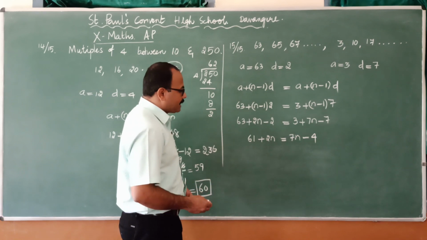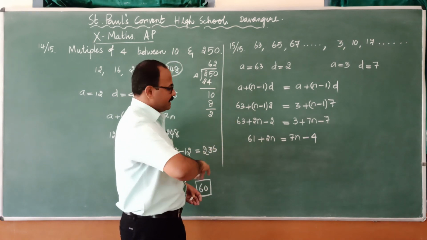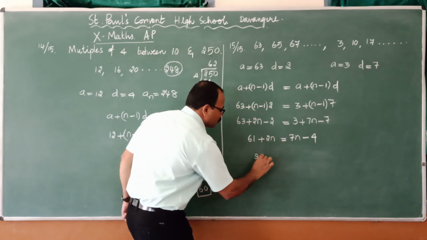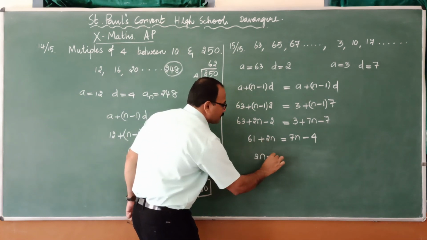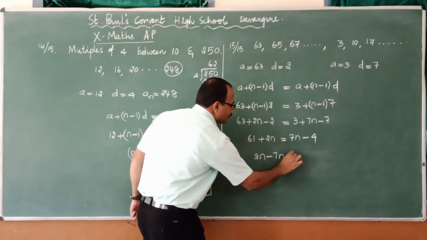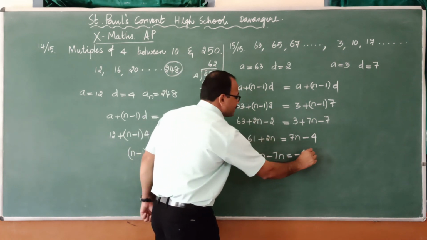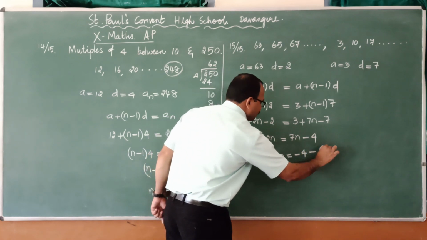Now let me take n towards my side, all the numbers towards one side. Here we have 2n, transposition minus 7n will be equal to minus 4. This gets transposed to that side, minus 61.